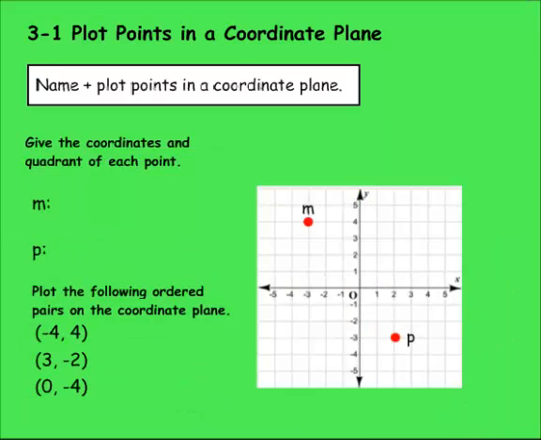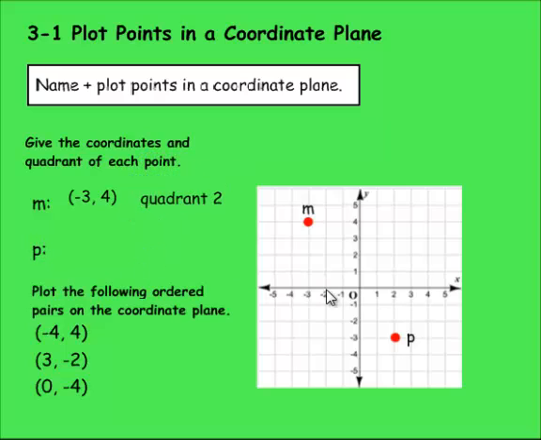First, let's name and plot some points in the coordinate plane here. We want to give the coordinates and the quadrant of each point. So if we're going to start with M here, we're going to find the coordinates, which would be where is it on the x number line first, and then what is it on the y number line. Well, on the x number line, it's at -3. So we'll start with that, -3. And then on the y number line, it's +4. If we're going to find the quadrant, remember it's 1, 2, 3, 4, just like a C, so this would be quadrant 2.